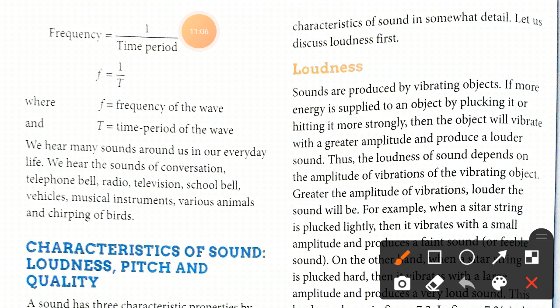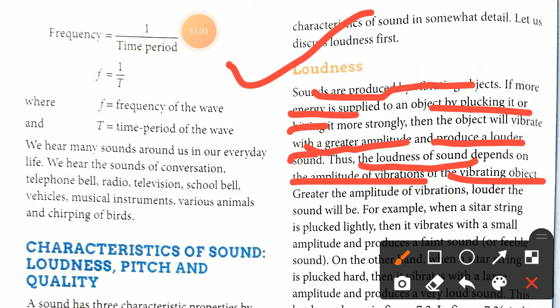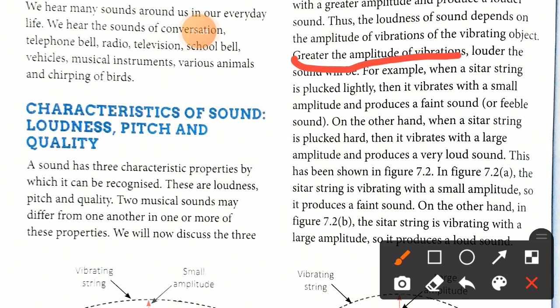So the first one is loudness. What is loudness? Sounds are produced by vibrating objects. If more energy is supplied to an object by plucking it or hitting it more strongly, then the object will vibrate with a greater amplitude and produce a louder sound. Thus, the loudness of the sound depends on the amplitude of vibration of the vibrating object. Clear? Now, the greater the amplitude of vibrations, the louder the sound will be.